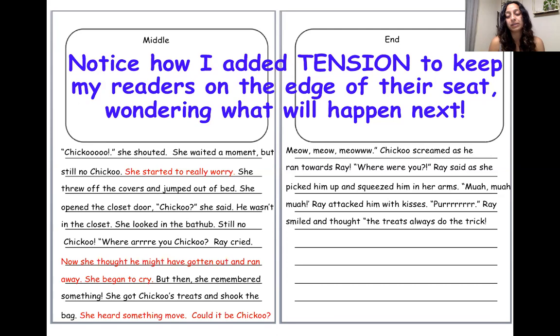"Chiku," she shouted. She waited a moment, but still no Chiku. She started to really worry. She threw off the covers and jumped out of bed. She opened the closet door. "Chiku?" she said. He wasn't in the closet. She looked in the bathtub.